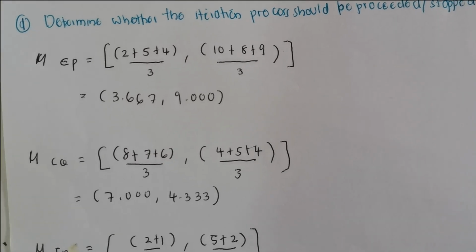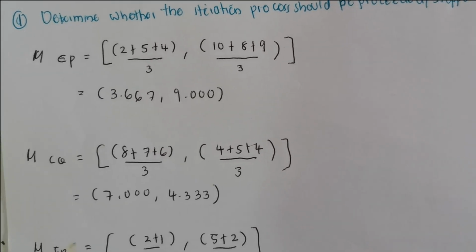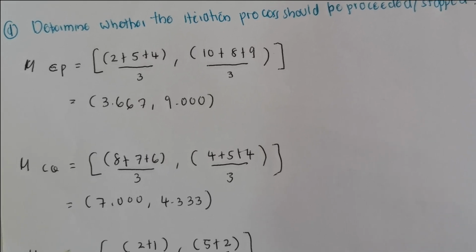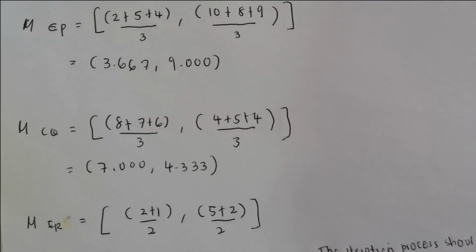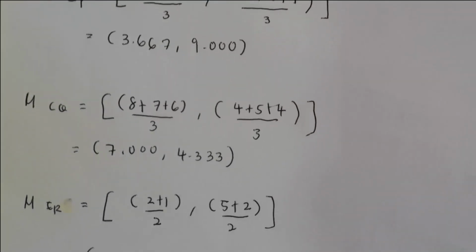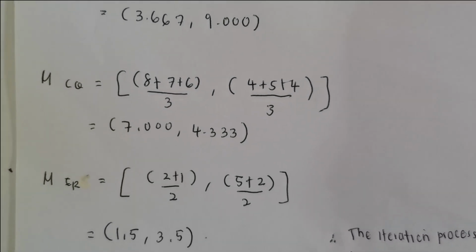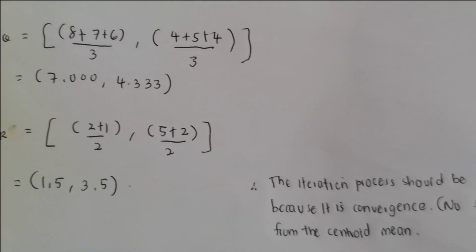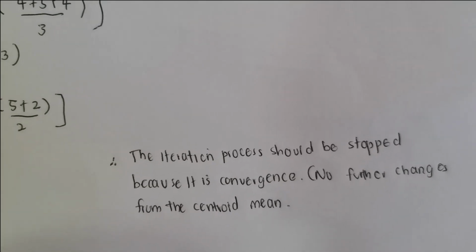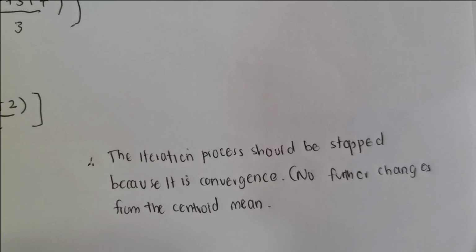And now we're going to do the calculation like this. Mean for CP is still the same, which we will get 3.6679, and then mean for CQ is 4.33, and then mean for CR is 1.5, 3.5. Hence, the iteration process should be stopped because it is convergence. There is no further change in the centroid mean.